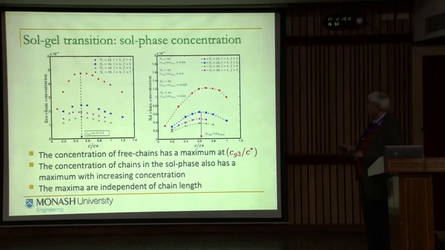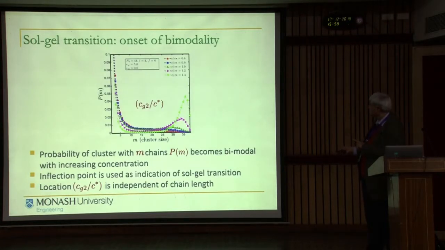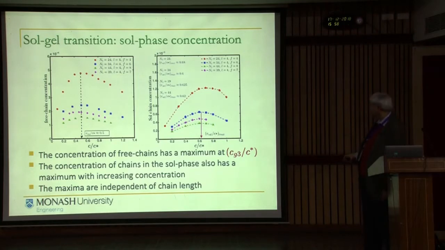Right, and finally, there is the argument that Rubinstein and Semenov made: what is the free chain concentration, and the location of its maxima is where you have a sol-gel transition. The point I wanted to make here is that you will find this one is different from the first one, and finally, this we call transition 3. And this is the maxima in the free chain concentration. And you notice this is happening around 0.5, which is quite different from the spanning probability prediction, which was around 0.38, right? And you can also find the concentration of chains in the sol phase, in all the chains, not only the free chains, which have not associated with any other. And that also has a maxima, which is again different from what you see here, okay?